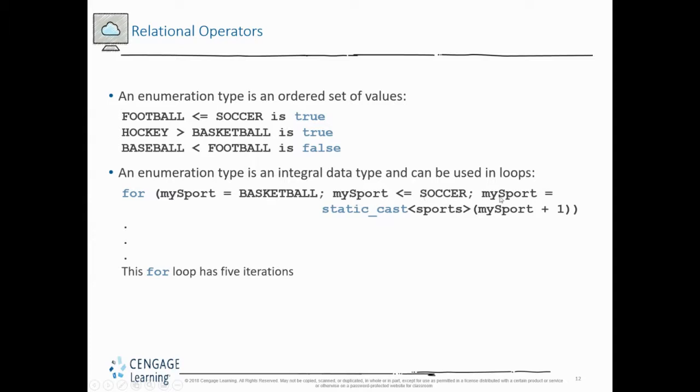So then my sport equals static cast. Remember, if we're going to try to increment through them, we have to turn it into static cast on the index values. So again, sports is the enum. My sport, which in this case we're saying is basketball. Basketball is 0. So 0, then the next one would be football. The next one would be hockey. I think the next one baseball. And then I think the next one soccer. So until we hit soccer, it's going to go through 5 times, right?